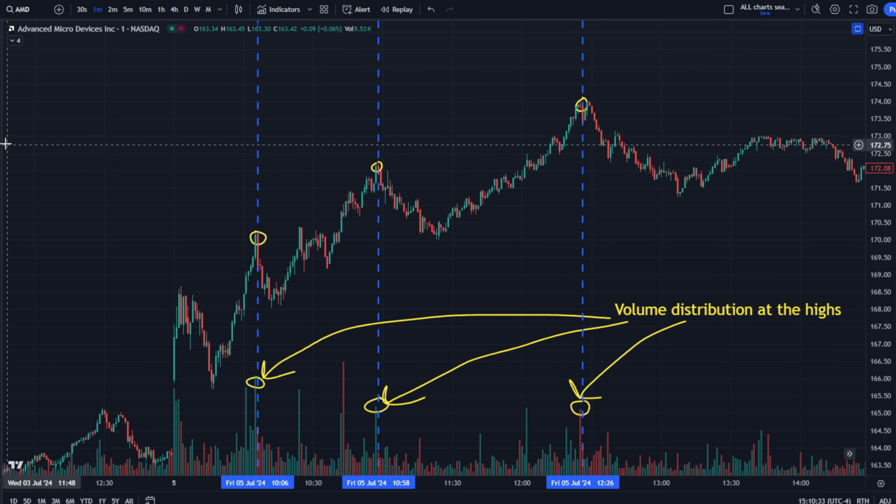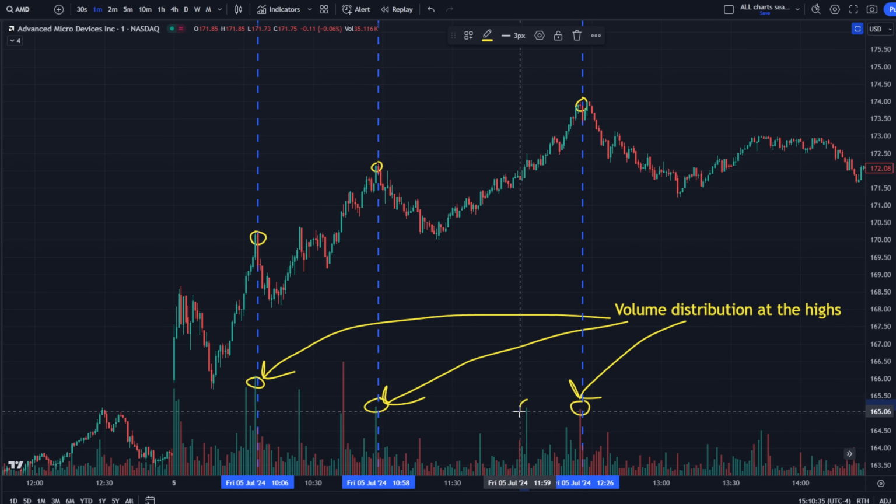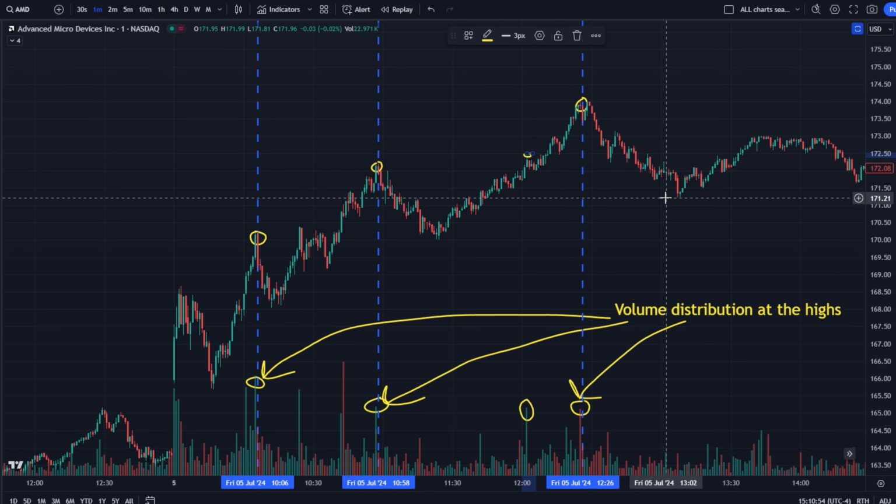And again, this volume spike right here is somewhat of a fake out, okay? There's too much buying pressure. It pushes the price right above this pivot high right here, and then you move higher, and finally the buyers get exhausted. You have a big volume spike here, and then here's your next move to the downside.